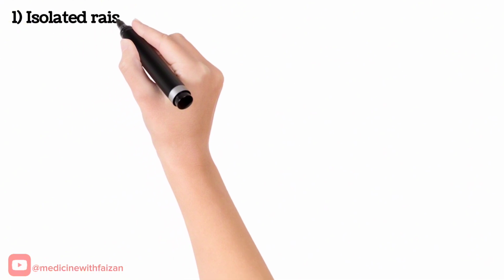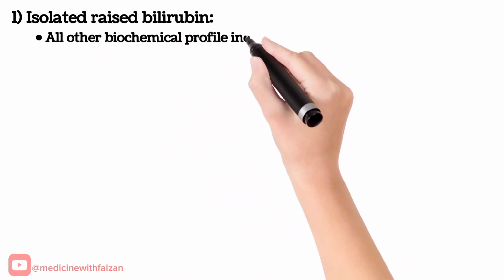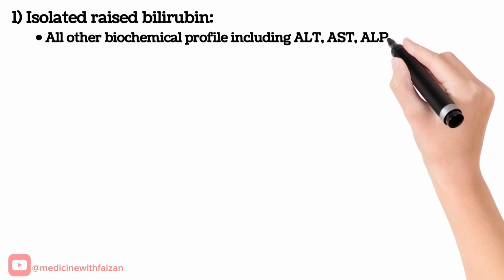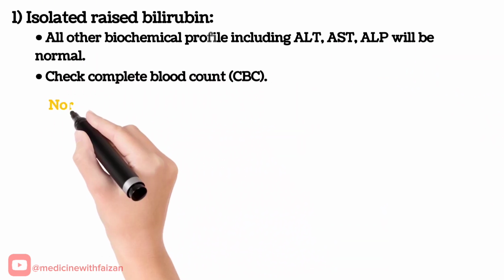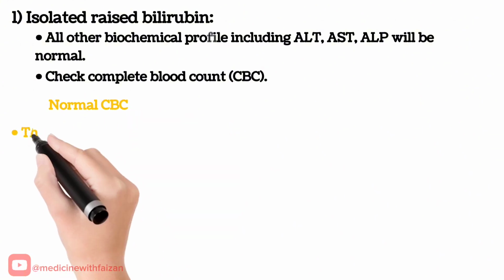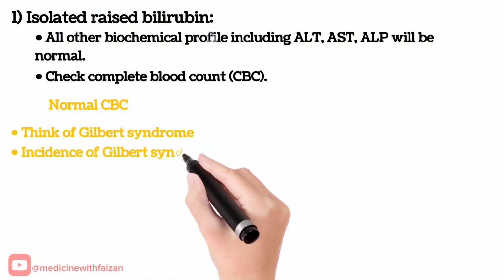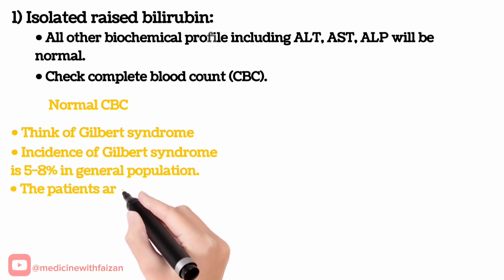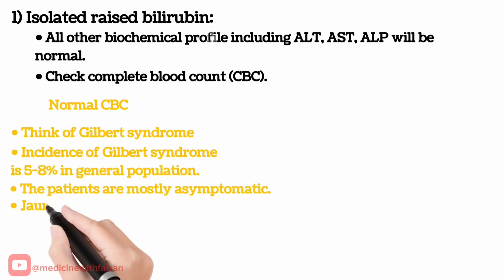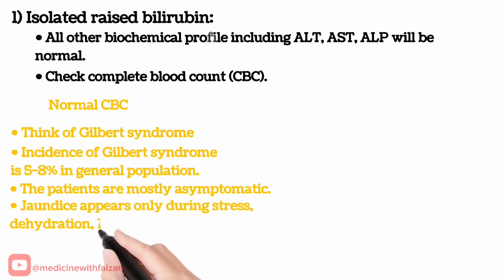If only bilirubin is raised and all other biochemical profile including ALT, AST, ALP is normal, then we need to check complete blood count. If the CBC is normal, then think of Gilbert syndrome. Incidence of Gilbert syndrome is like 5 to 8% in general population. The patients of Gilbert syndrome are mostly asymptomatic. Jaundice in such patients appears only during stress, dehydration, infection, starvation.